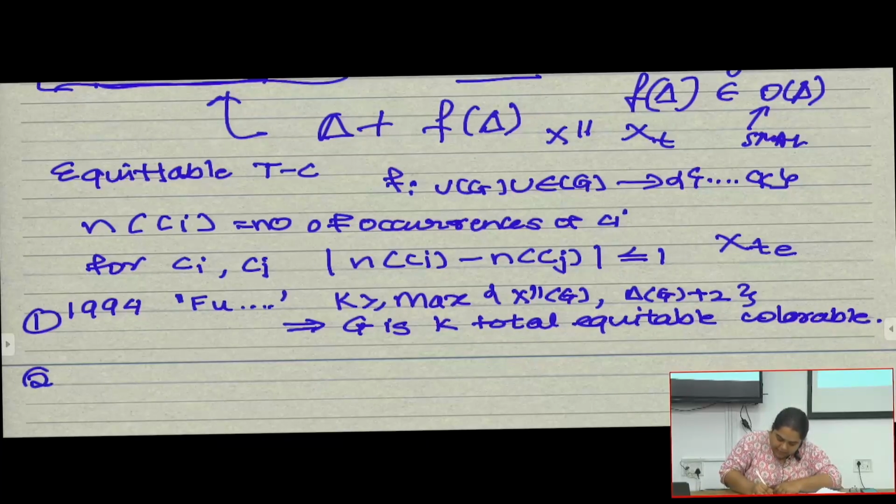The second conjecture is, I think, from 2002.